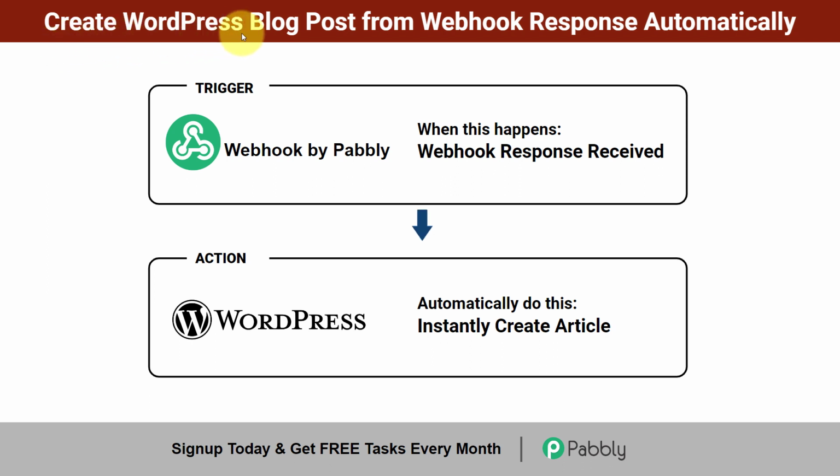In this video, I will show you how to create WordPress blog post from Webhook response automatically. So assume that I want to capture the responses of a form builder application. So what I will do, I will copy the Webhook URL and paste it into that form builder application. And whenever the form responses is received, the same responses will be received here as a Webhook response. And using those responses, I am going to instantly create an article in my WordPress website.